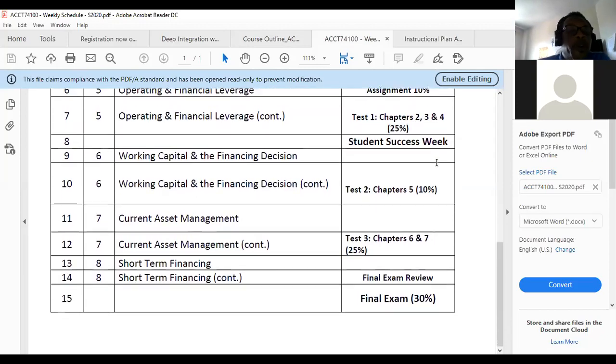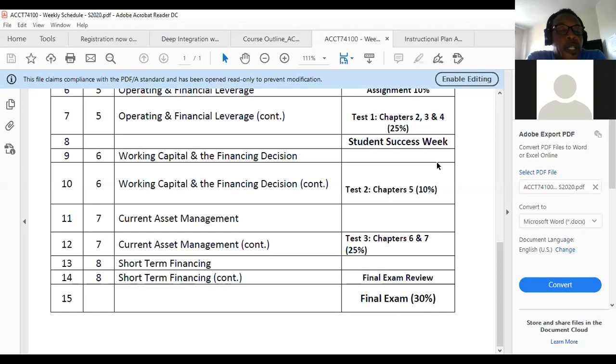So when we return, we will look at working capital and the financing decision as well. That's weeks 9 and 10. And then in week 10, we'll also do a second test, which would be covering chapter 5. That's for 10%. Then in week 11, we cover current asset management. Week 12, we finish up current asset management, and we do test number 3, which would cover chapters 6 and 7.